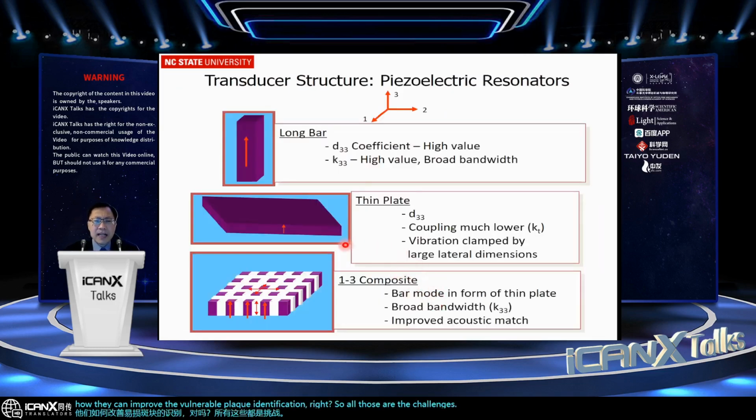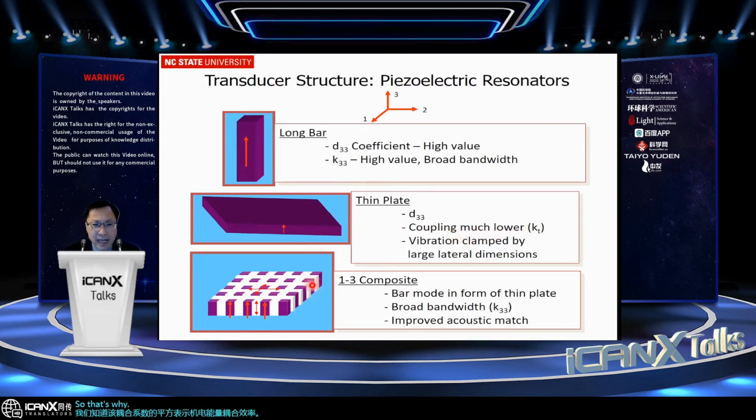One of the challenges we addressed in early years was that most current IVUS transducers use what we call plate mode with a single piezo plate. That's thickness mode coupling, and we know this is not as great. The coupling coefficient kt is not comparable with the bar mode, k33. We know the square of this coupling coefficient indicates the electromechanical energy coupling efficiency.